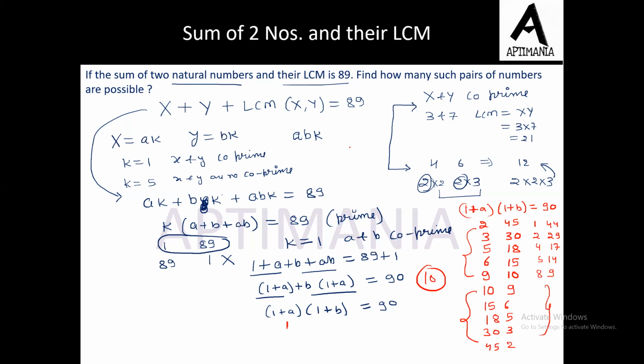So in total, we have 10 such pairs. So 10 is the correct answer to this question. I hope this question is clear to you.